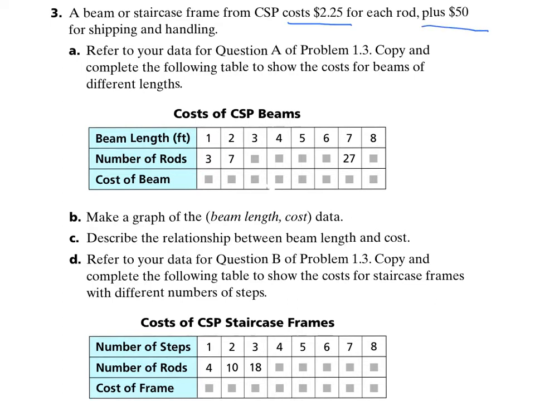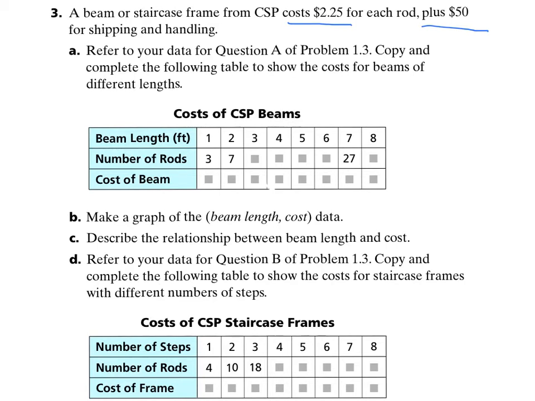Now it's important to note that there is a $2.25 charge for each rod that's needed to make a beam, but the $50 is not for each rod. The $50 is a one-time shipping cost. It doesn't matter if it's a 1-foot beam or a 50-foot beam or a 100-foot beam. The cost to ship it is a standard one-time cost of $50.